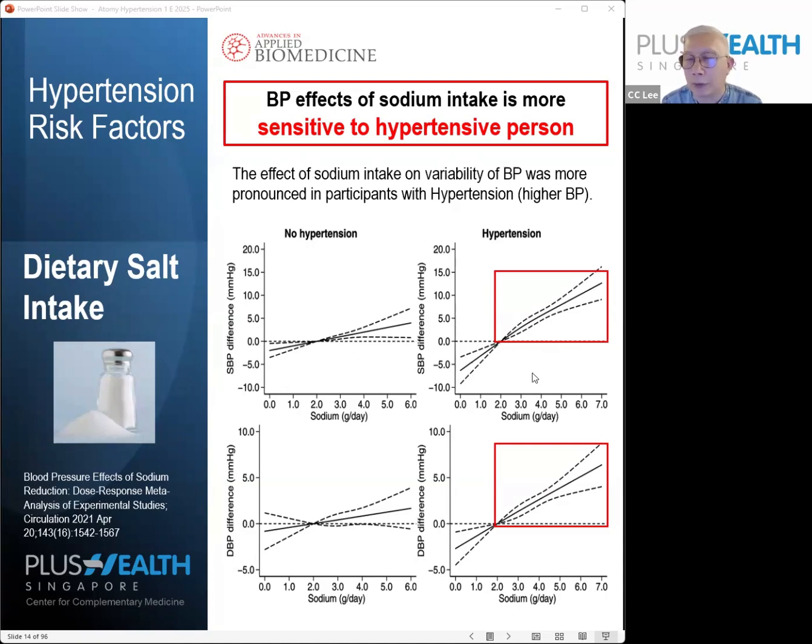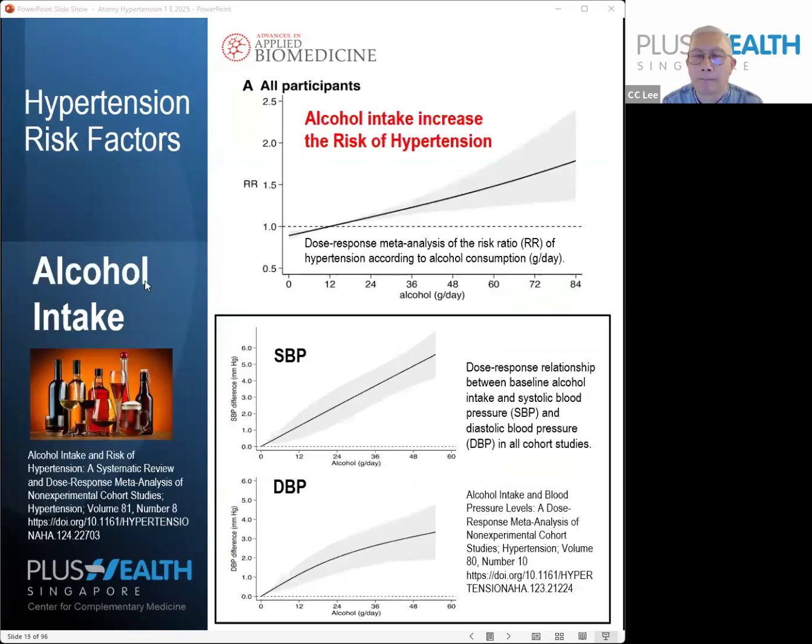So it's very important to know that hypertensive patients have higher sensitivity to salt, and as the salt increases, the blood pressure goes up much faster. Okay, now another component we are talking about is the increase of blood pressure due to alcohol intake. You can see from here again the relative risk of suffering from hypertension as your alcohol intake increases also increases linearly in this curve, right?